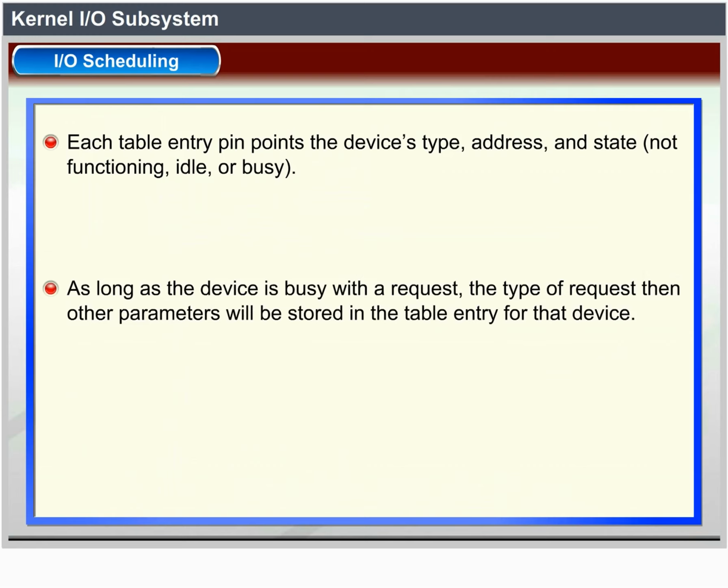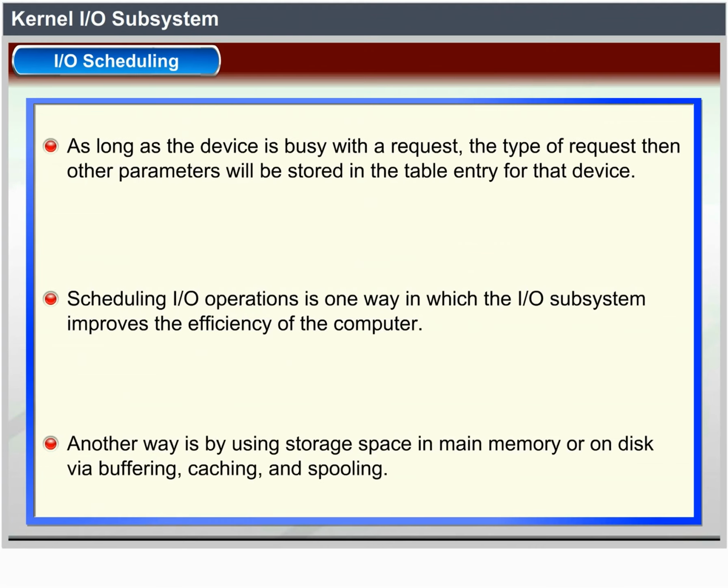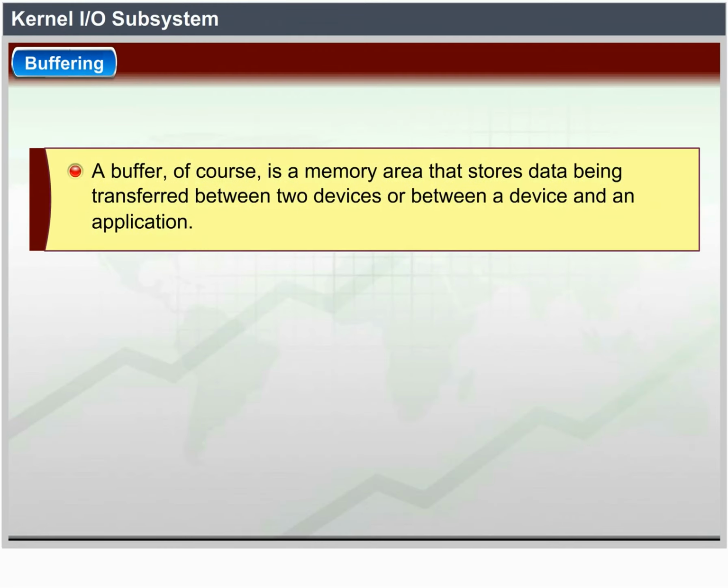Scheduling input-output operations is one way in which the input-output subsystem improves the efficiency of the computer. Another way is by using storage space in main memory or on disk via buffering, caching, and spooling. Buffering. A buffer, of course, is a memory area that stores data being transferred between two devices or between a device and an application. Buffering is done for 3 reasons.